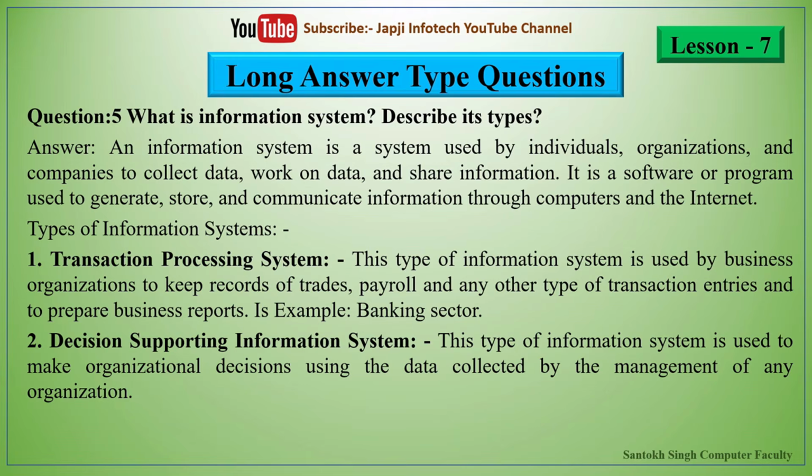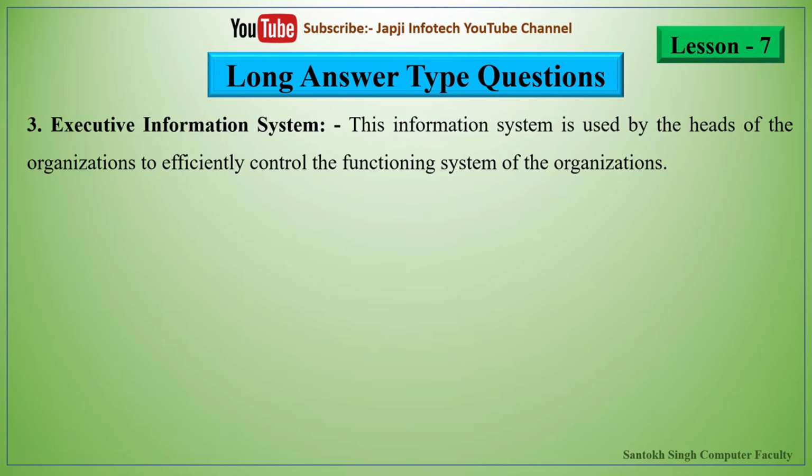This type of information system is used by business organizations to keep record of trade, payroll, and any other type of transaction entries, and to prepare business reports. And its example is banking sector. Second one is decision supporting information system. This type of information system is used to make organizational decisions using the data collected by the management of any organization. And third one is executive information system.